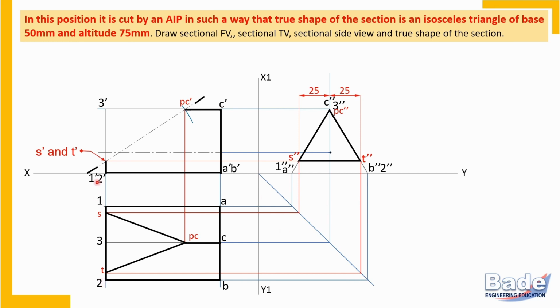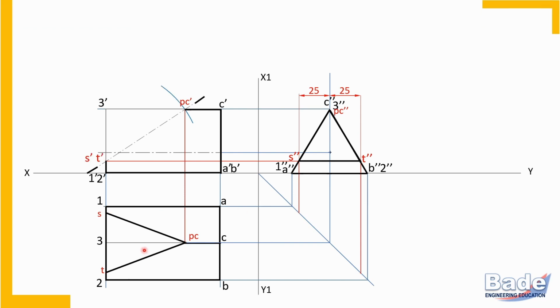Now in the side view, check again. Below ST, the portion of the prism is retained. Below ST, portion of the prism is retained. So make it dark. Now let's draw hatching lines in the section. In the side view also. Retained portion we already made dark.